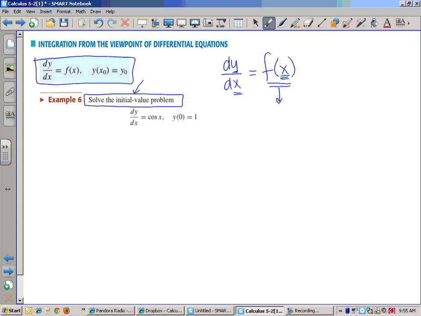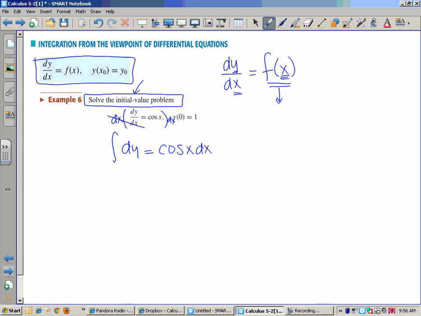So what you want to do is move all the x's to the other side. Back in Algebra 1, if you had a fraction with a denominator, you undid the denominator by multiplying both sides by dx. So if I multiply this side by dx, it goes away, and on the other side I'm going to get dy equals cosine x dx. Notice that the y's and the x's are on opposite sides.